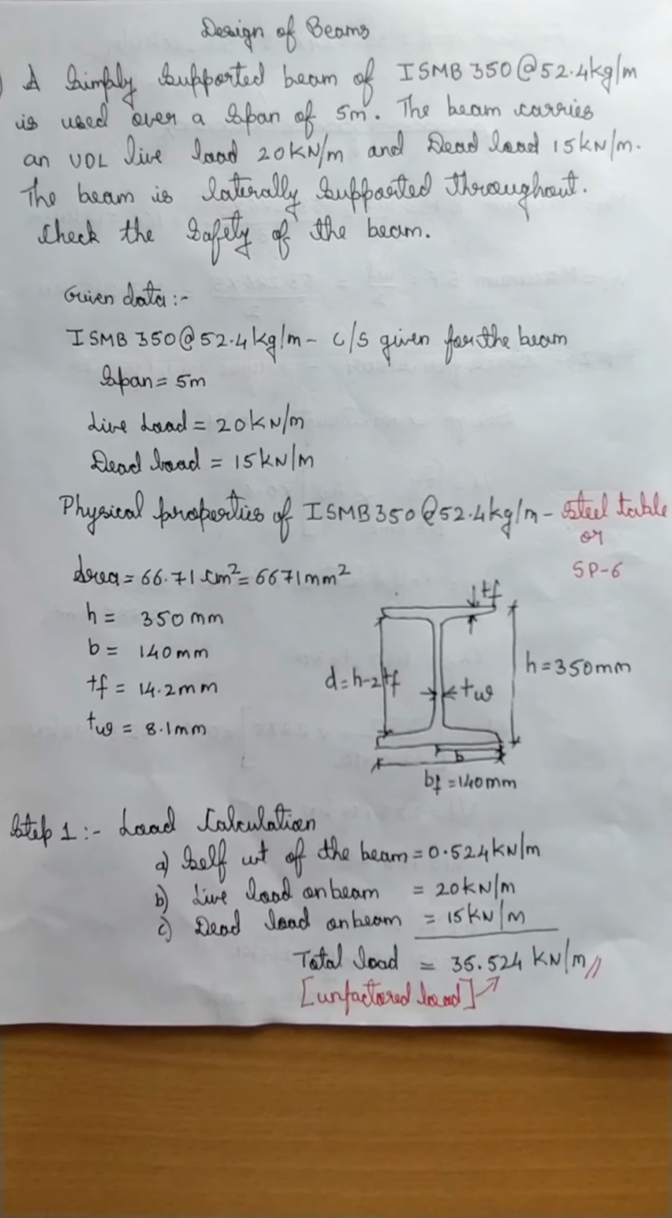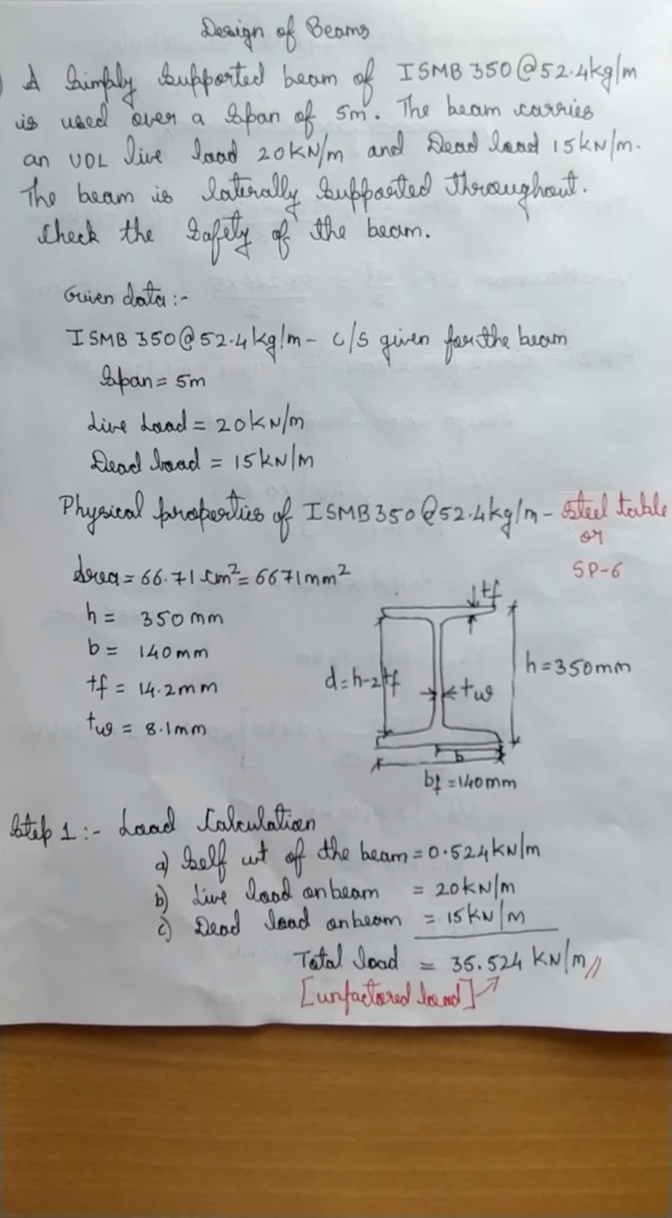So in the previous lecture, that is lecture number 3, we had started with a numerical and we have completed the steps that are load calculation, then check for moment of resistance of the beam, then check for shear. We have done those steps. So today we will continue the numerical and check the further steps, that is check for deflection, check for web buckling and check for web crippling. So before starting, let us see what all we had done in the previous class.